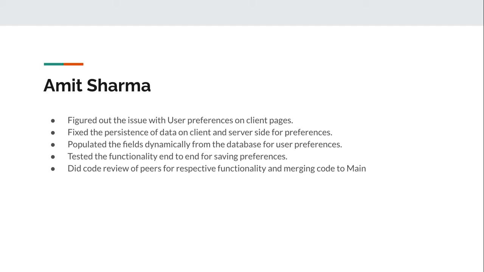Contributions by me, Amit Sharma, were as follows. I figured out the issue that was in the user preferences client's page. I fixed the persistence of the data on client and server side of the preferences. I also populated the fields dynamically from the database for user preferences. Apart from all of these fixes required for the user story that I had taken up, I also did testing of the functionality that I built end to end for the saving of the preferences. Apart from that, I also did code review of my peers for respective functionality and merging the code to our main branch. These were the tasks that were performed by me for the sprint.